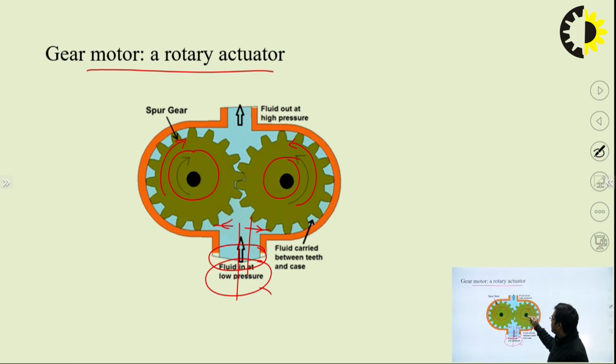Based upon the movement of the gear, a shaft is connected to this and the actuation work is carried out, and the fluid at high pressure comes out from the gear motion. So this is responsible for the rotary kind of motions we can perform.